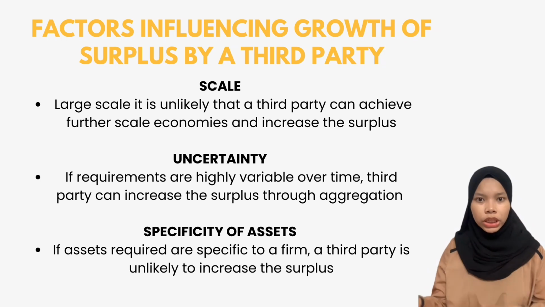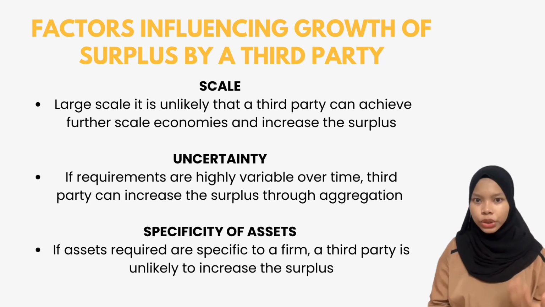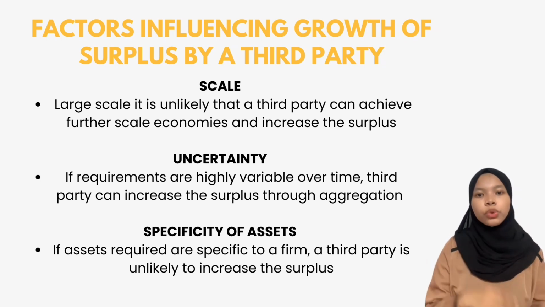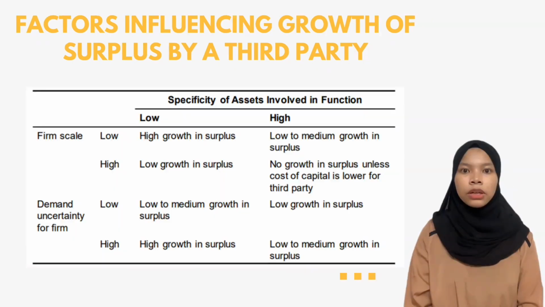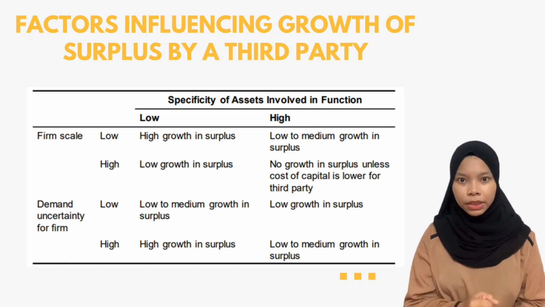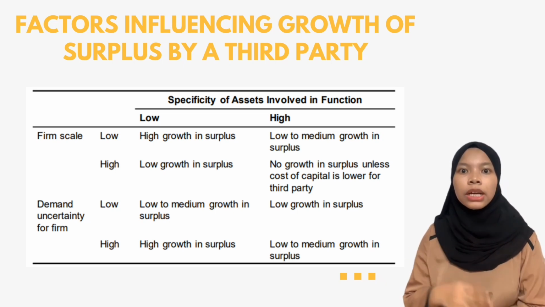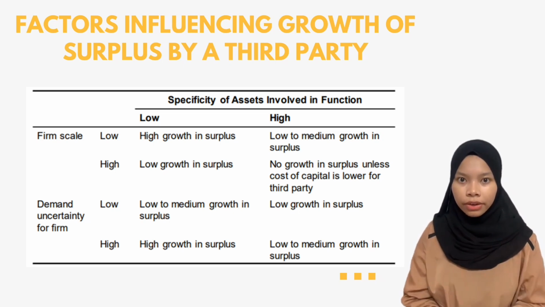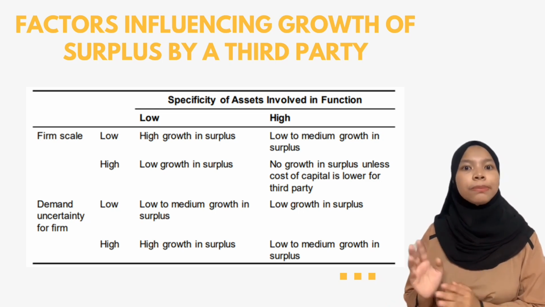If the assets required are unique to a company and cannot be used by another, a third party is unlikely to increase the surplus because all it does is move the assets from one company to another. The third party has no way of aggregating across other customers. A lack of capital, or a third party with a much lower cost of capital, is one reason a firm may outsource to a third party even if none of the previously mentioned factors suggest outsourcing. In this case, the third party can increase the surplus by bringing lower cost capital into the supply chain.